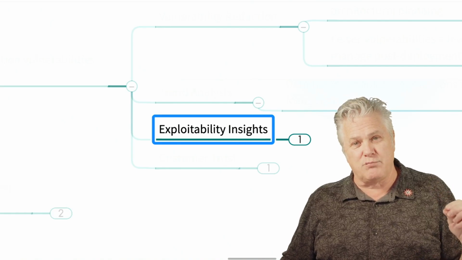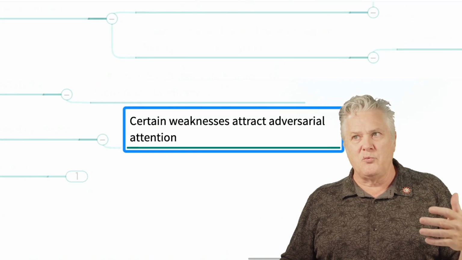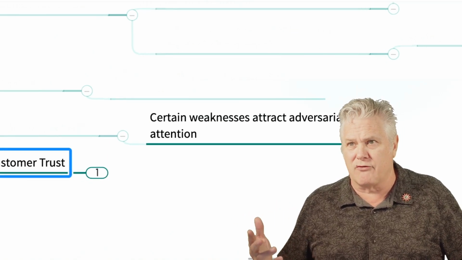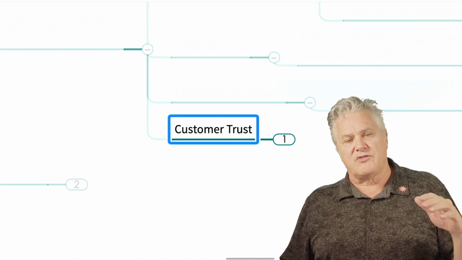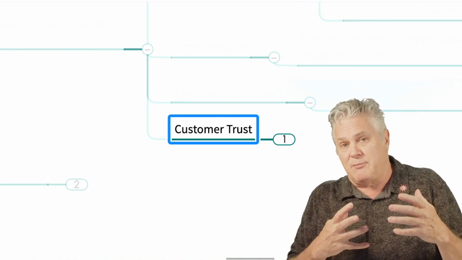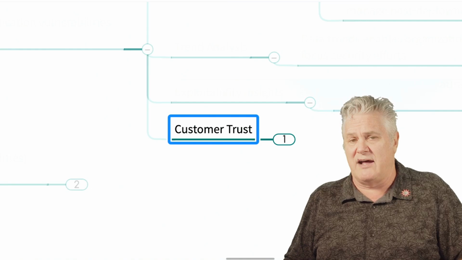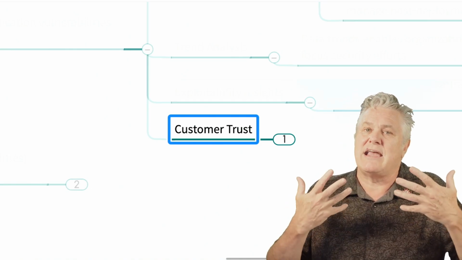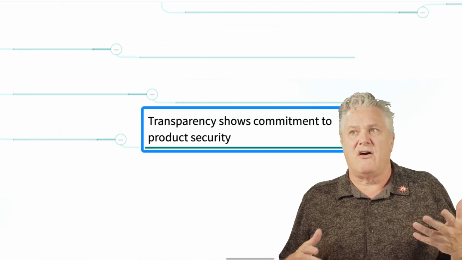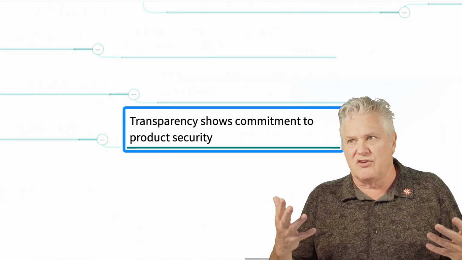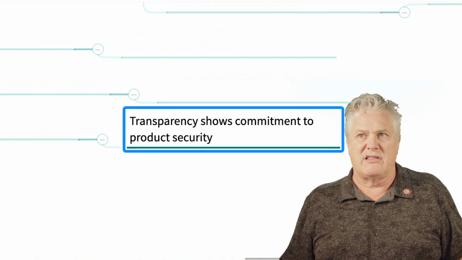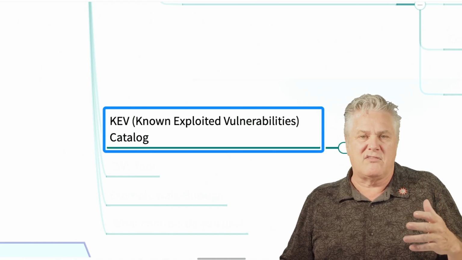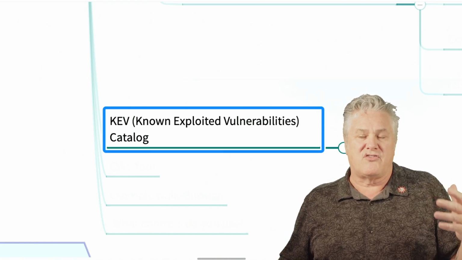We can also look at the exploitability insights because certain weaknesses attract adversarial attention and they will go after those over and over and over again. From a customer standpoint, especially if we're building this application internally and selling it to somebody on the outside, if we build up this process and we claim these CWEs and say, hey, here's what our problem is, then we're going to gain customer trust there because that transparency is going to show a commitment to the product security that we have here.